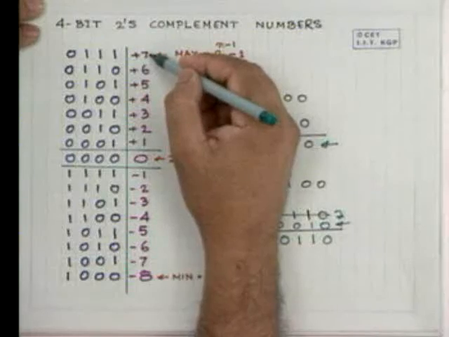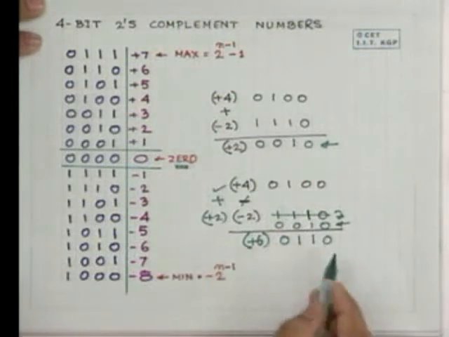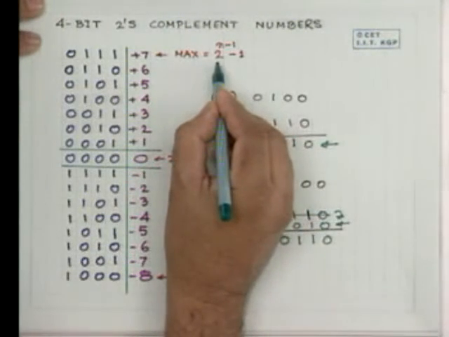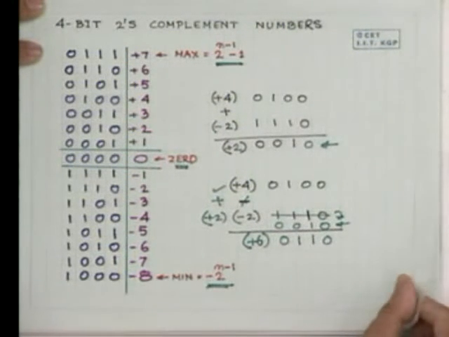Now let us see, if we have a 4-bit number, as I said, the maximum number I can go up to is +7, and the minimum is -8. The maximum is 2 to the power n minus 1, minus 1, and the minimum number that you can represent is -2 to the power n minus 1.